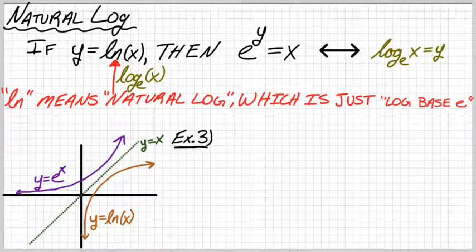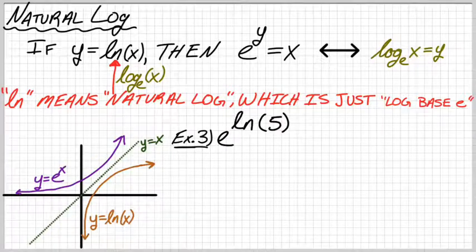We have two more examples related to natural logs here. So example 3, e to the ln of 5. We want to evaluate that. Right now this is definitely an exponential form. We have e to some power. I don't really have anywhere to go at this point. I don't know what the ln of 5 is. That's some irrational number, some long decimal.